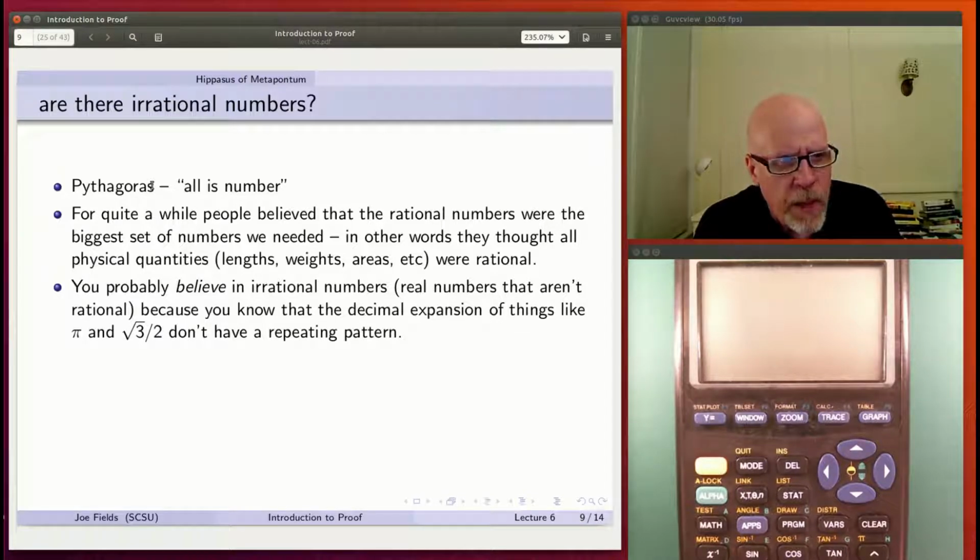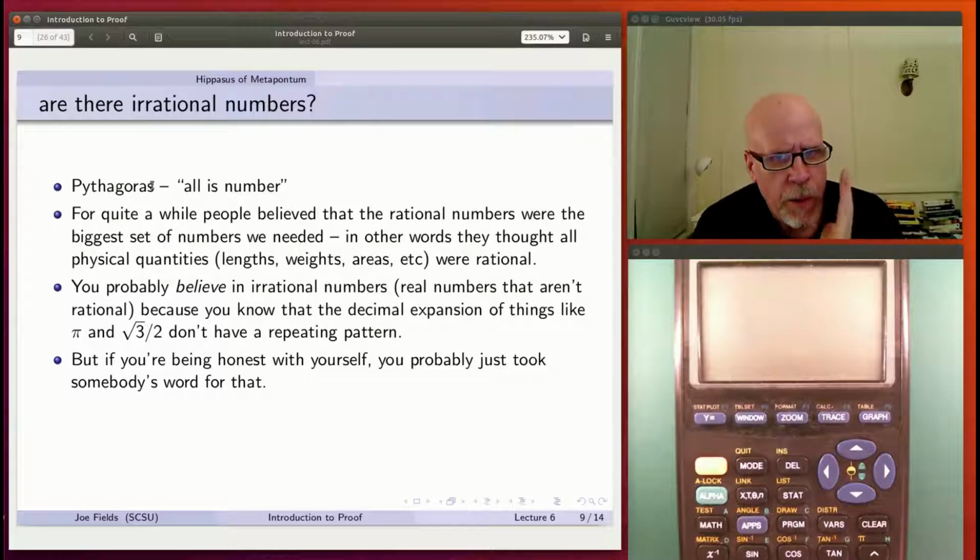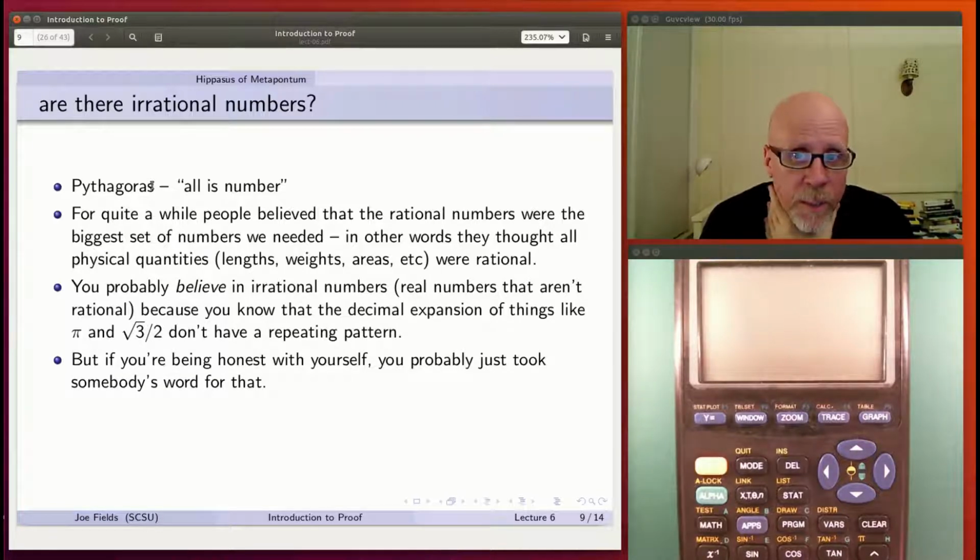But anyway, you believe in them because some things are out there, like pi and √3/2, that don't have one of these finite length cyclically repeating patterns in their decimal expansion. But if you're honest with yourself, it's likely that you just took somebody's word for that. I mean, you certainly didn't verify it, right? Did you look at all the digits of pi? There's no reason why a repeating pattern in the digits of pi couldn't be 5 billion digits long, right?